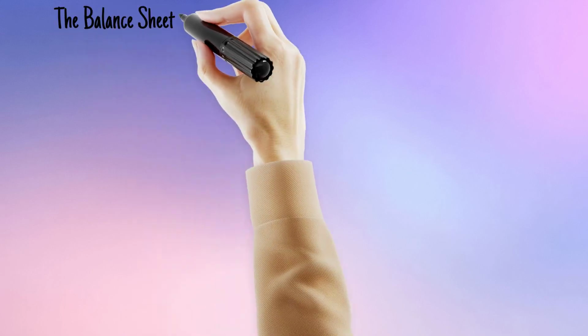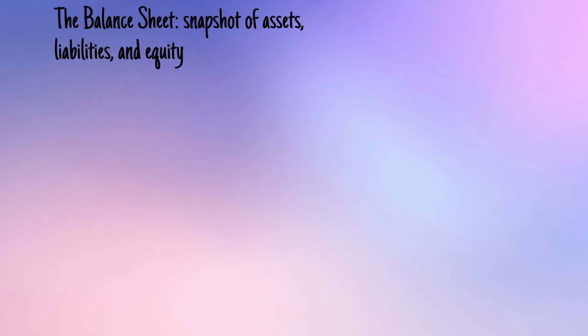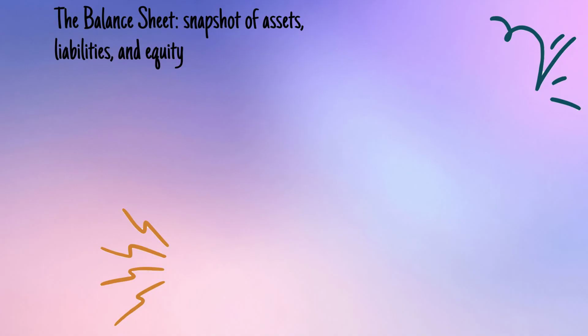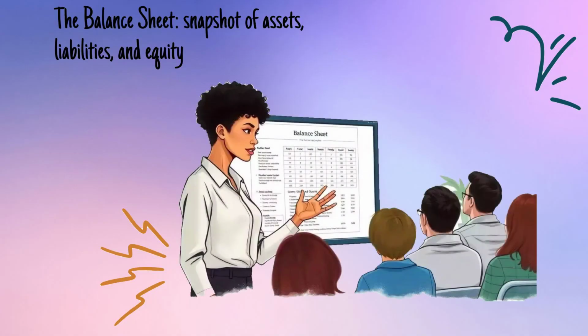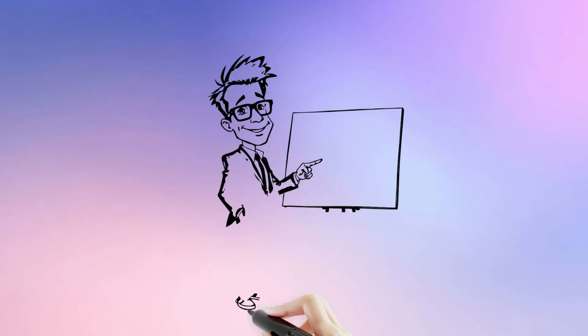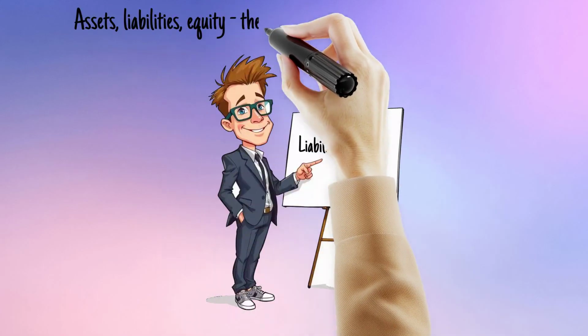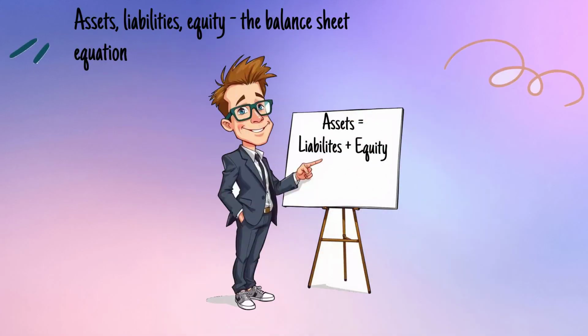Let's start with the balance sheet. This statement provides a snapshot of a company's assets, liabilities, and shareholders' equity at a specific point in time. Think of it like a financial selfie. Assets are what the company owns. Liabilities are what it owes. Shareholders' equity is the residual interest in the assets after deducting liabilities. Remember, assets equal liabilities plus equity.